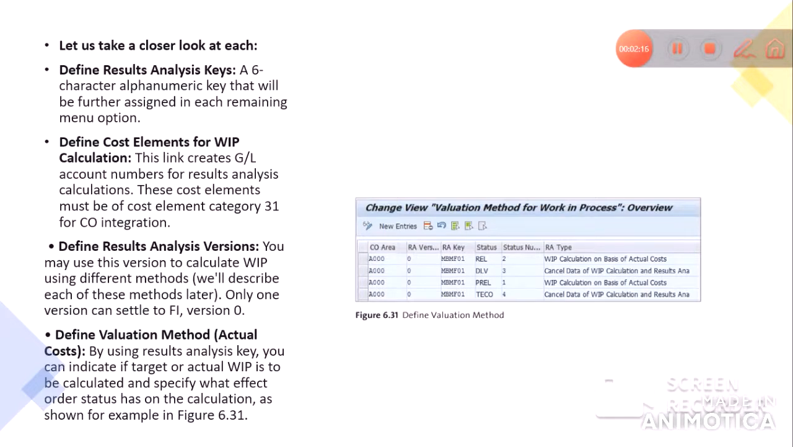Define valuation method, actual costs. By using results analysis key, you can indicate if target or actual work in process is to be calculated and specify what effect order status has on the calculation, as shown for example in the figure. So it's in define valuation method for work in process. So controlling area, results analysis version, results analysis key, status number or a type, WIP calculation on basis of action.